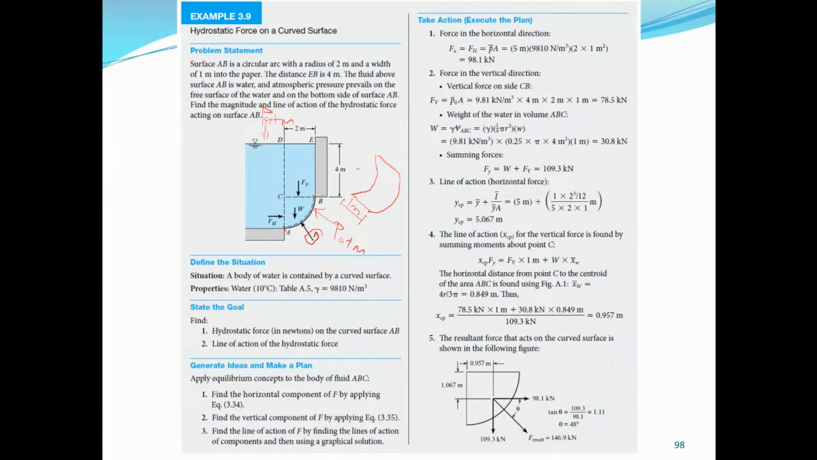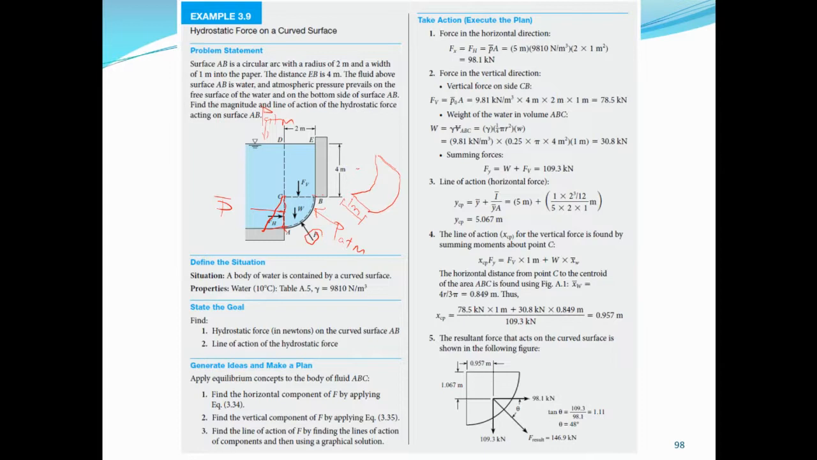So the force in the horizontal direction is simply the pressure acting at the centroid times the area, which is P bar A. This pressure P bar is acting at the centroid of this face. The pressure distribution is this way, but P bar is acting at the centroid. This is where P bar is acting.